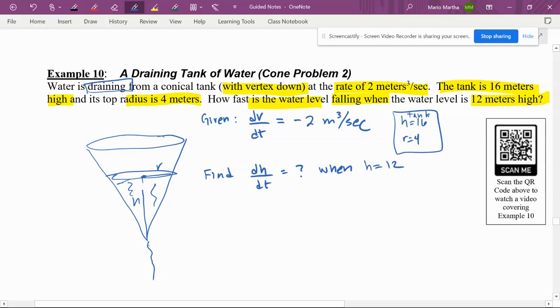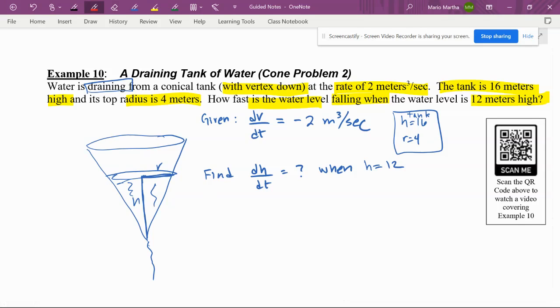All right, so here again we're going to use similar triangles. This is going to be a little harder to set up, because they're not telling us that the radius is twice its height or anything like that. So since we know that the tank is 16 meters high and 4 meters in radius, we can use that information to figure out something that we can substitute for either r or h. So let's do that first.